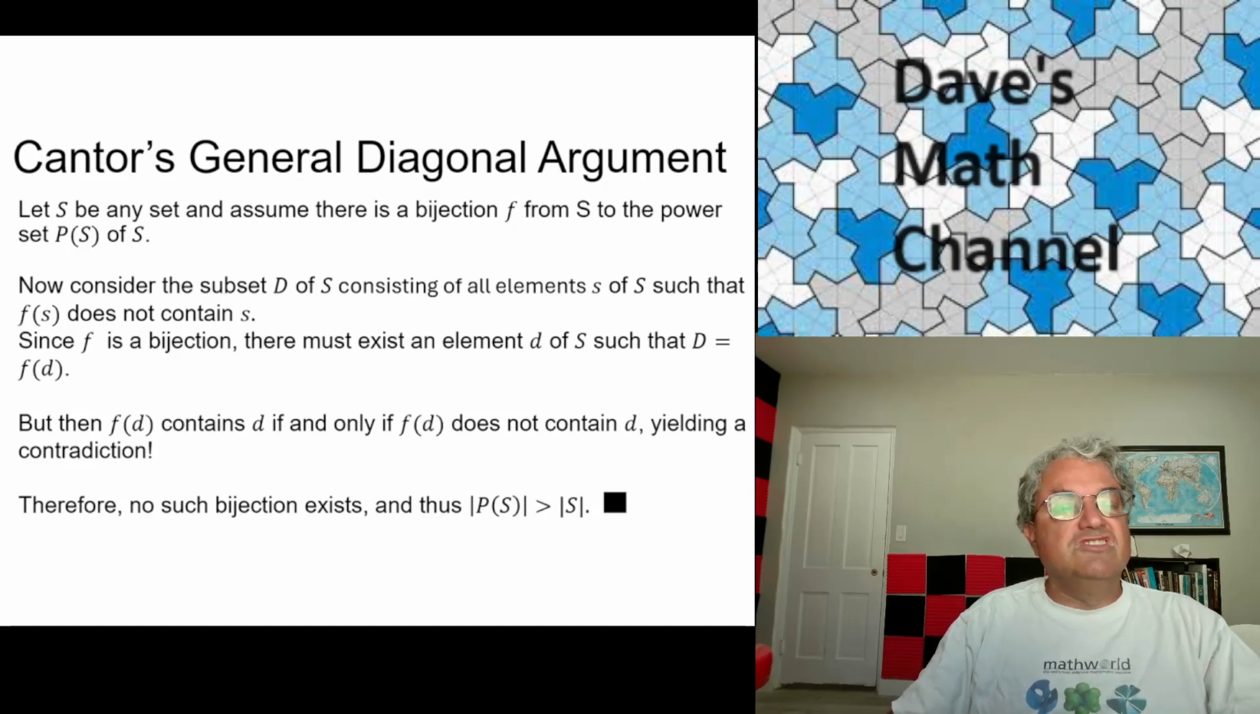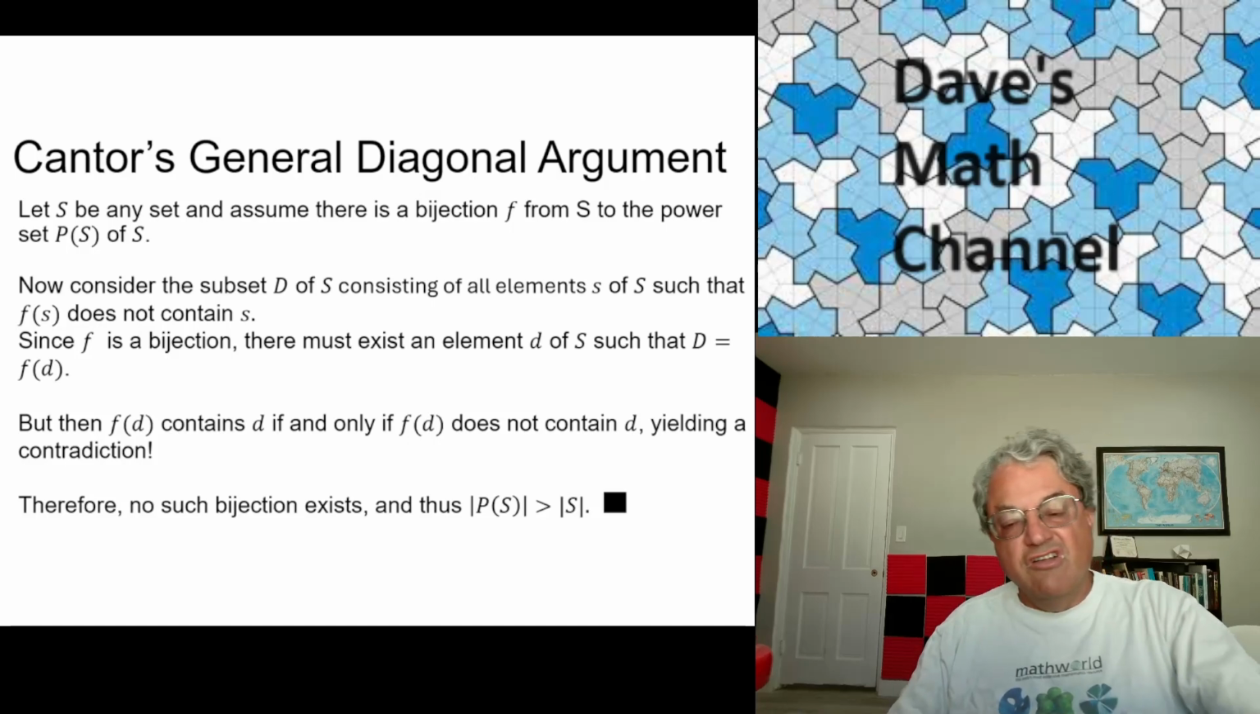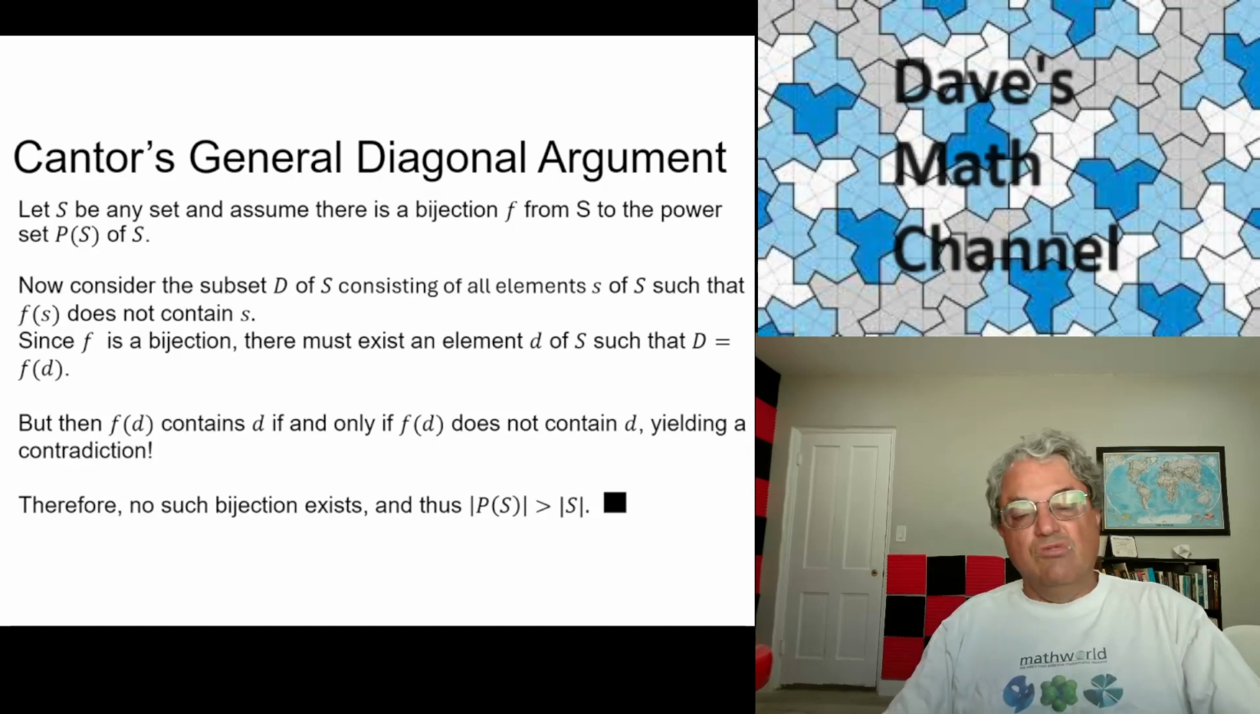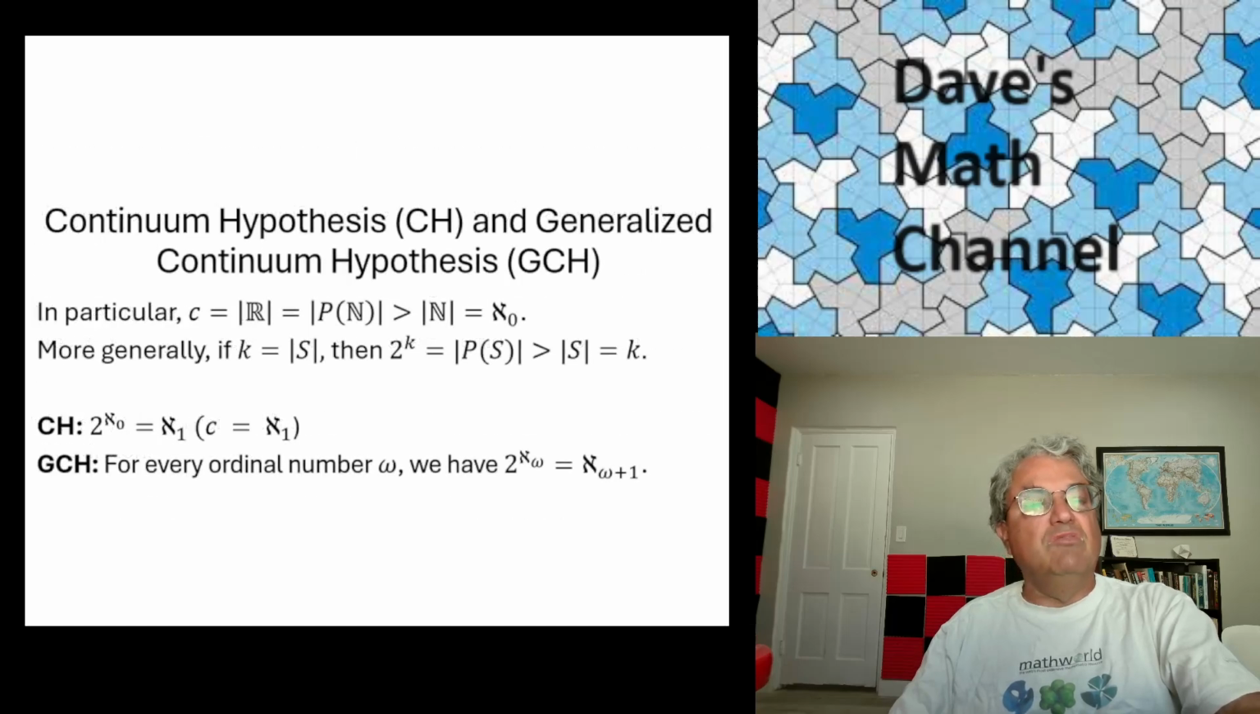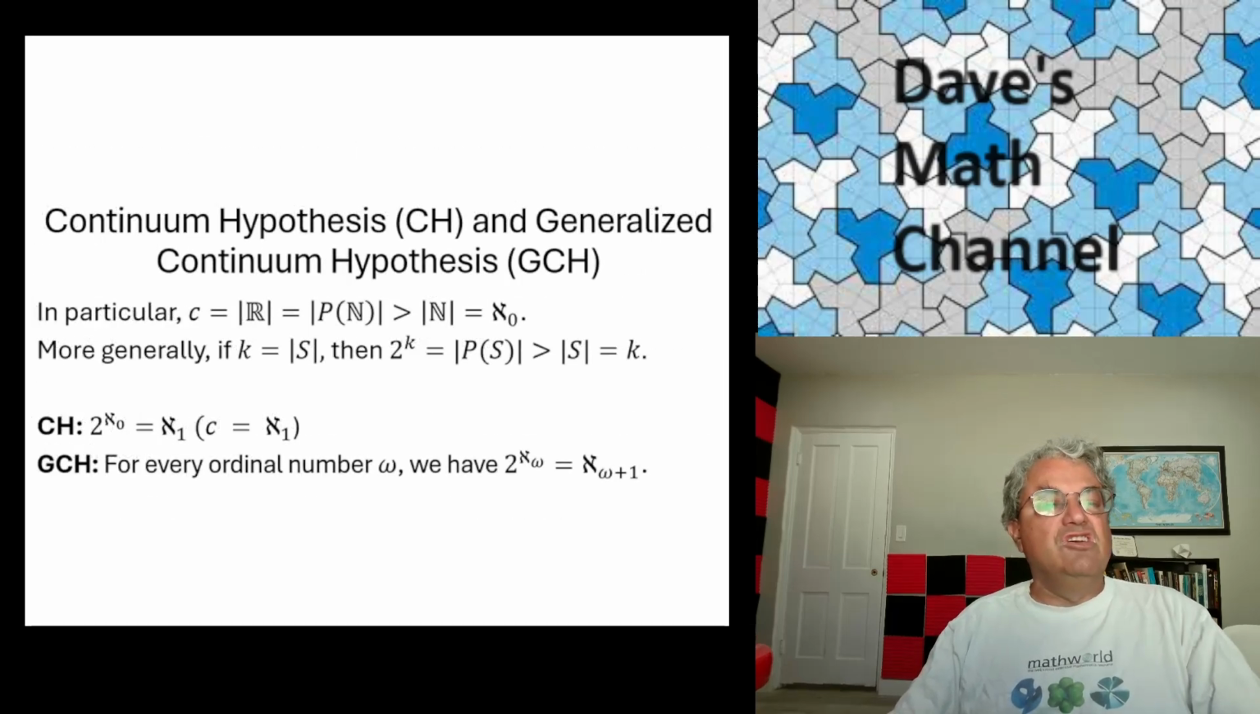So if you use Cantor's diagonal argument for any set S, no matter how big it is, the upshot is that you get a contradiction. You get that f of little d contains itself if and only if it doesn't. So anyway, that proves that the power set of capital S, no matter what capital S is, is strictly greater than capital S. And what's interesting about this is we can start with the integers. I'm sort of jumping the gun here, but this is the last slide in my picture.